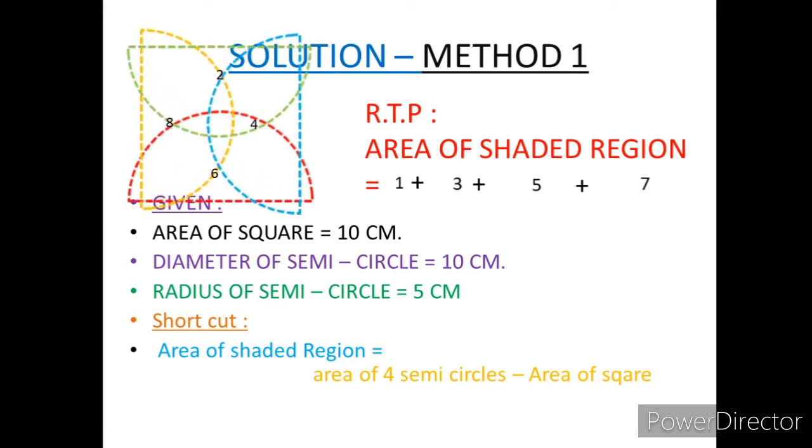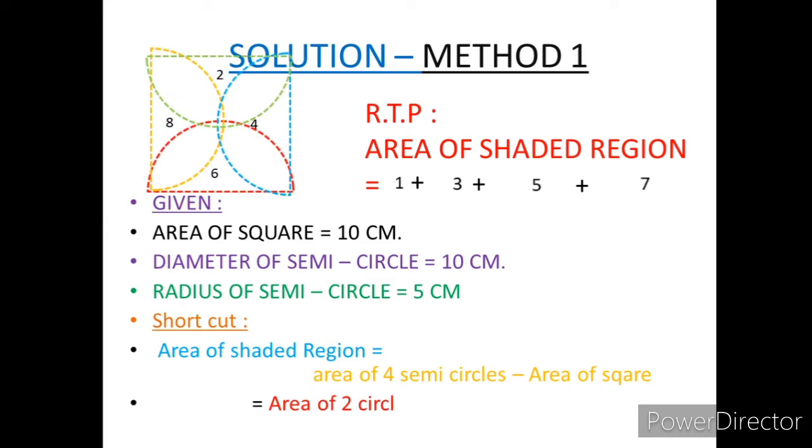Therefore, the area of the 4 semicircles gives how many circles? 2 circles, minus the area of the square, isn't it? Therefore, you have to write down the area of 2 circles. What is the formula? The area of a circle is pi r square. You have 2 circles, that is 2 pi r square, minus the area of the square, side square.